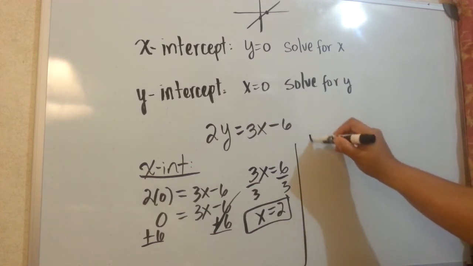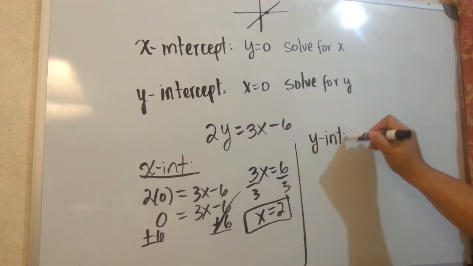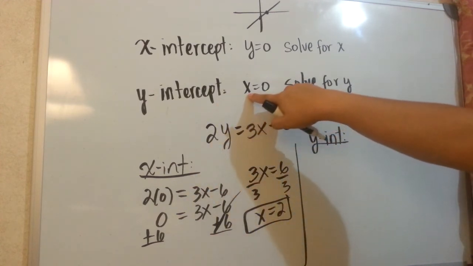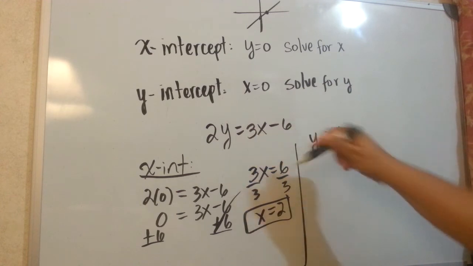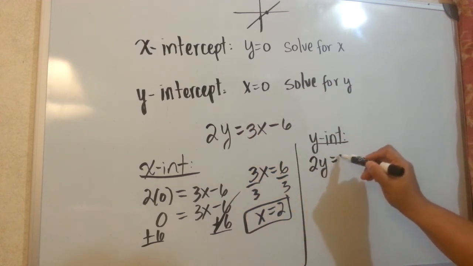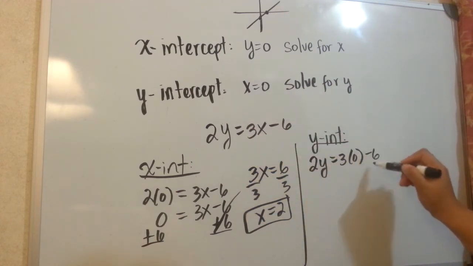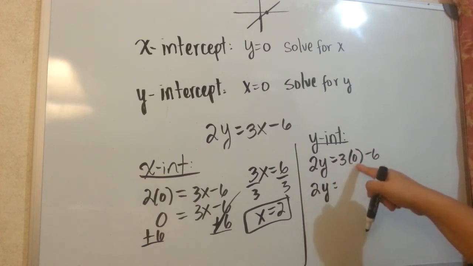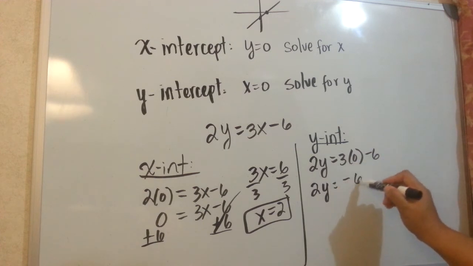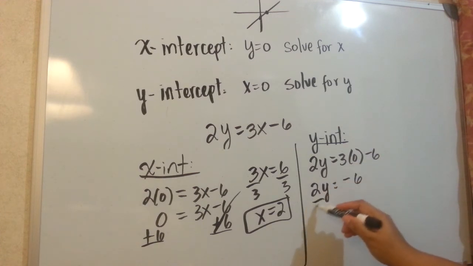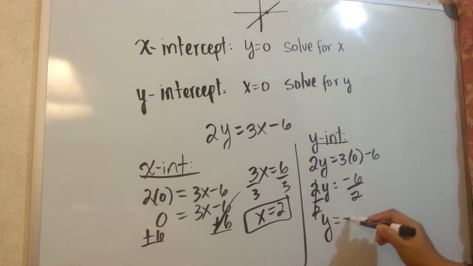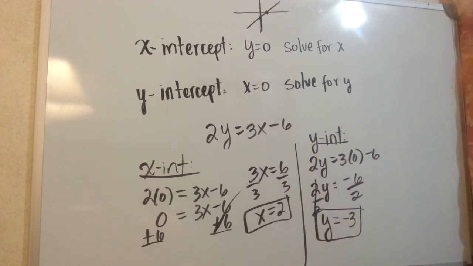And for the y-intercept, you take the same function, but you're going to plug in x equals 0, right? So you have 2y equals 3 times 0 minus 6. That goes away because 3 times 0 is 0, so you just have negative 6. We're solving for y, so we're going to divide both sides by 2. Y is equal to negative 3. So the y-intercept would be y equals negative 3.